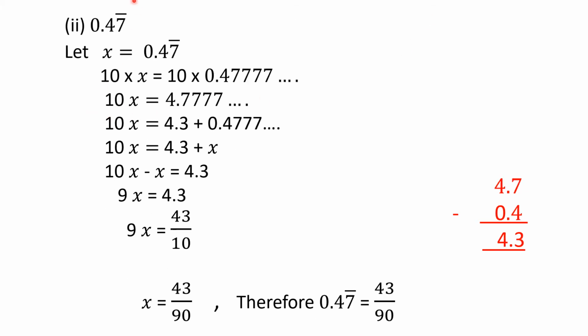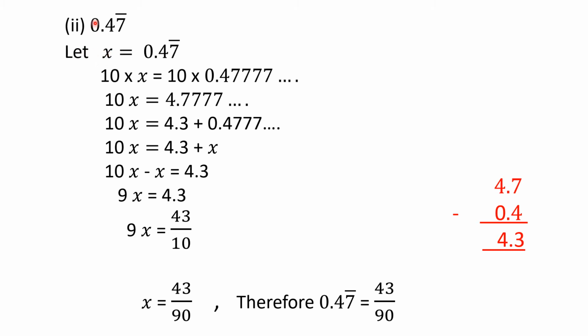Now the second one is 0.47 bar, right? Whenever you look at the question, before solving it, always look at how many numbers have a bar on top. So be careful of that. Sometimes you might feel that there is a bar on top of 4 also, but look at it carefully here. There is no bar on 4, okay? So the only repeating number is 7, right? So make sure of that, okay?